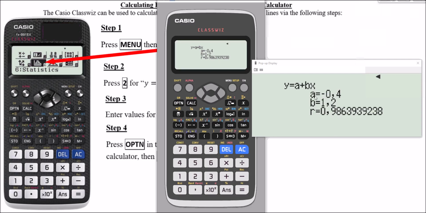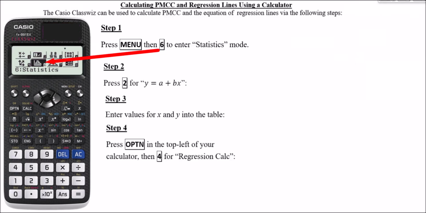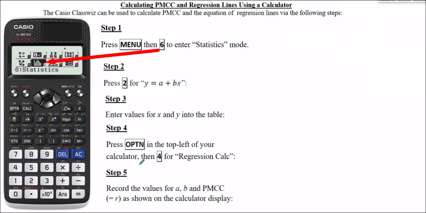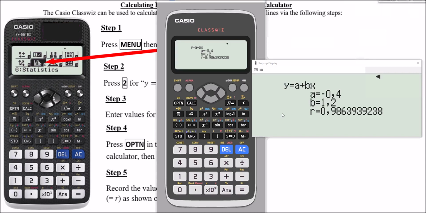So what do we do with A and B? Well, simply, it comes to step 5. You record the values for A, B, and the PMCC. So in our case, it says y equals a plus bx.